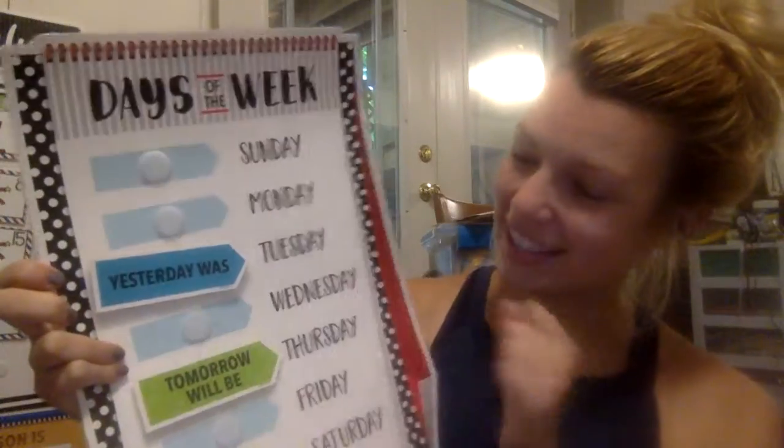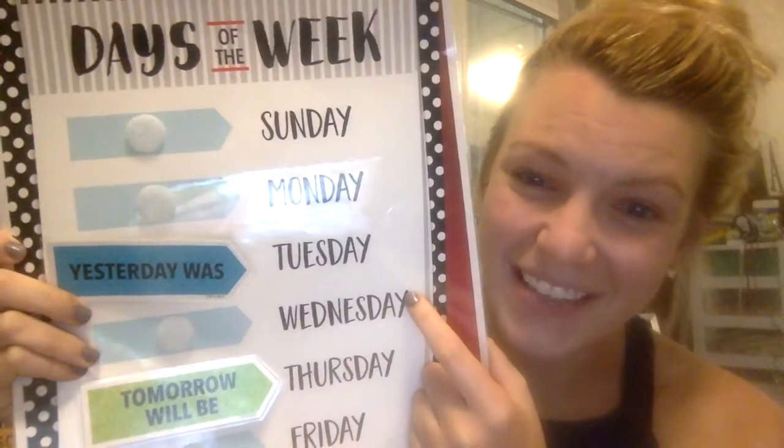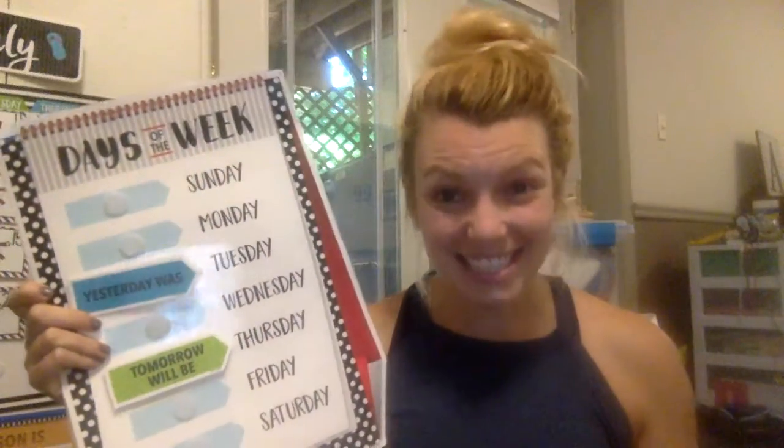Yesterday was Tuesday. Tomorrow will be Thursday, which means today is what day? Wednesday. Today is Wednesday, so we need to put Wednesday in our song. My puppy stole my drum, so today I'm gonna clap my hands with you guys like this, and let's sing.